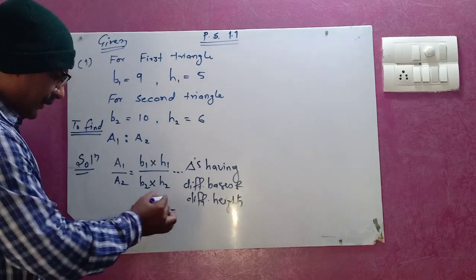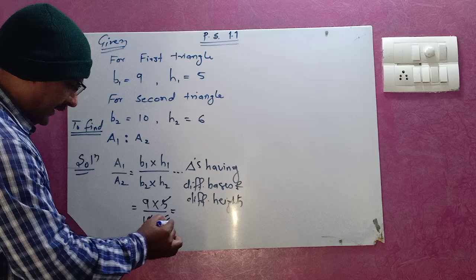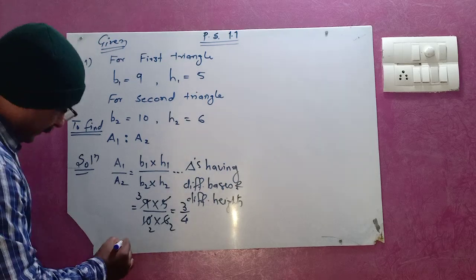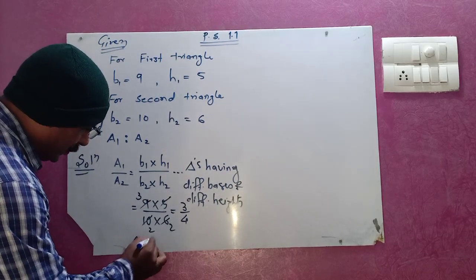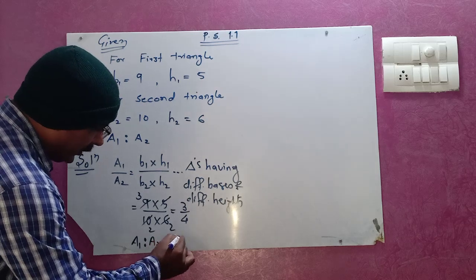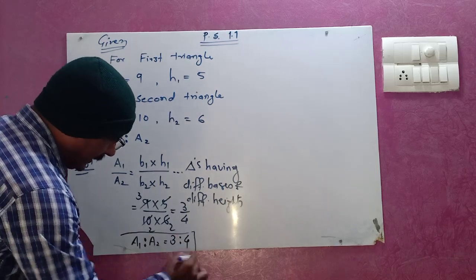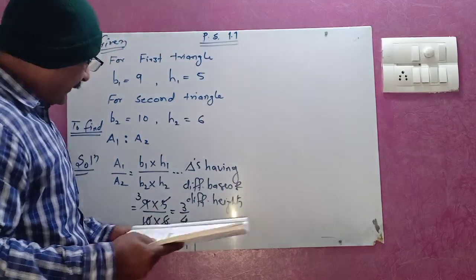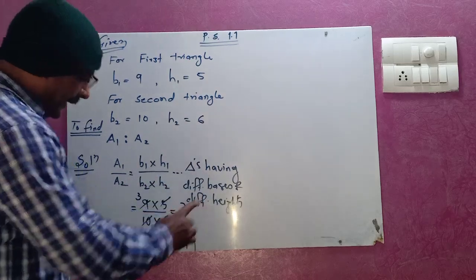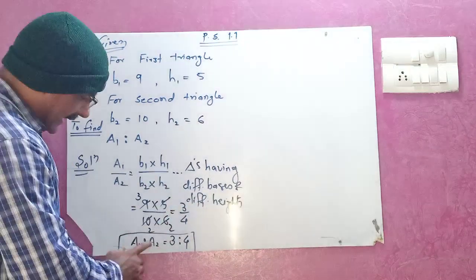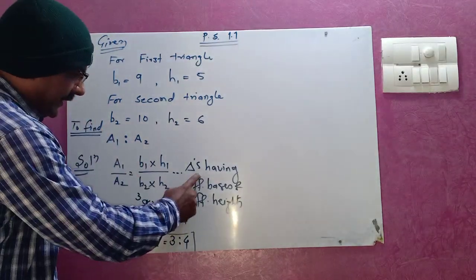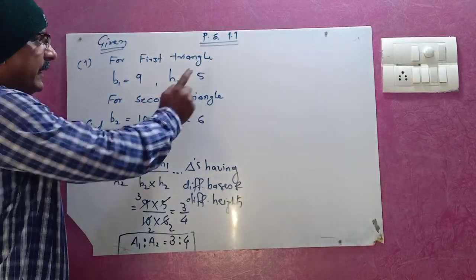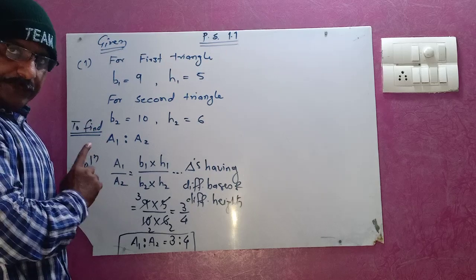Just do the cancellation. 5, then 3. So what will you get here? 3 upon 4. It means A1 is to A2 is equal to 3 is to 4. This is the answer. Got it, children? Very simple sum. It can be asked for 2 marks. Write down the reason properly and finally write down your answer, because this answer carries a full 1 mark. So this reason is required and this answer is required. In this case, bases are different, heights are different. That is why I applied the first property, number 1.